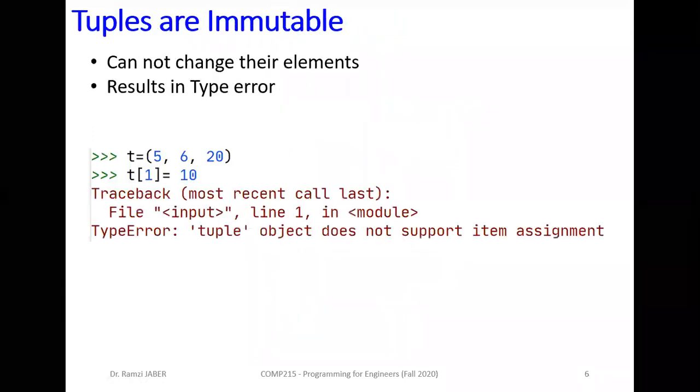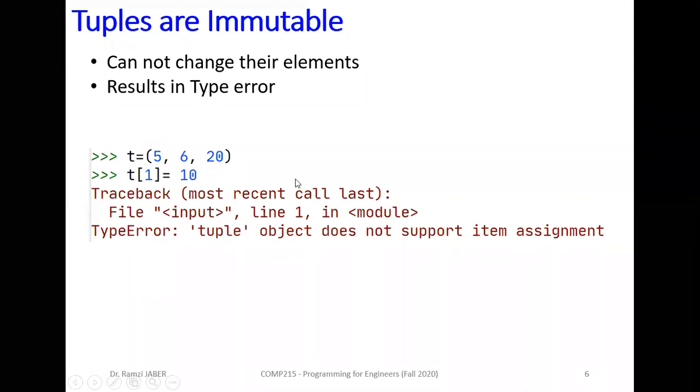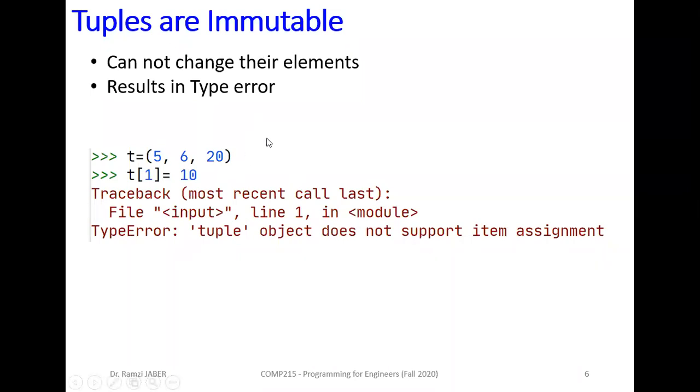Okay. Let's continue. Tuples are immutable. Immutable means we cannot change their elements. It results in a type error. Example here, the same tuple as before, 5, 6, 20. If we want to assign a new value to T[1], which is equal to 6, it gives us a type error: tuple object does not support item assignment. Okay. Whereas in a list, the same as a tuple but with brackets, we can assign and change the element, we can append to the list. But in tuples we cannot. We can only read from tuples.